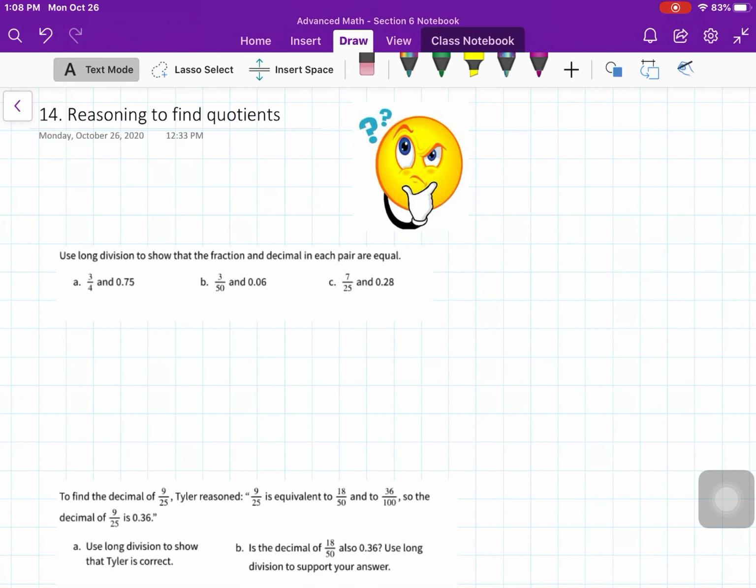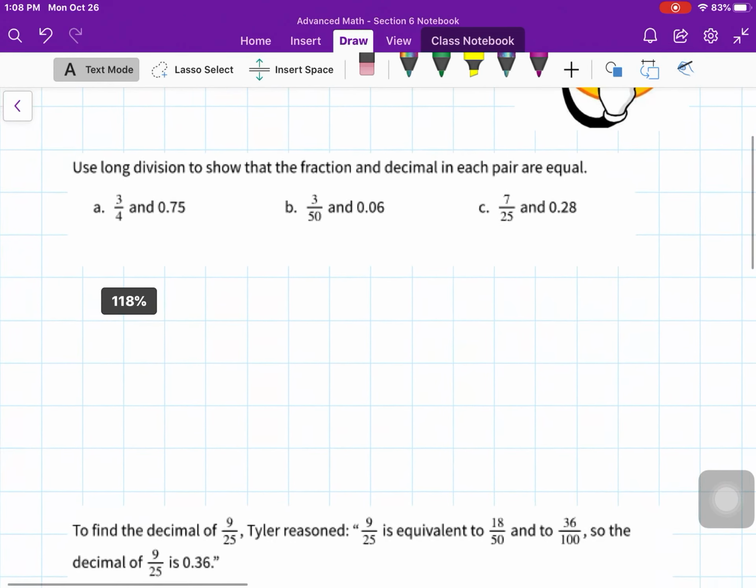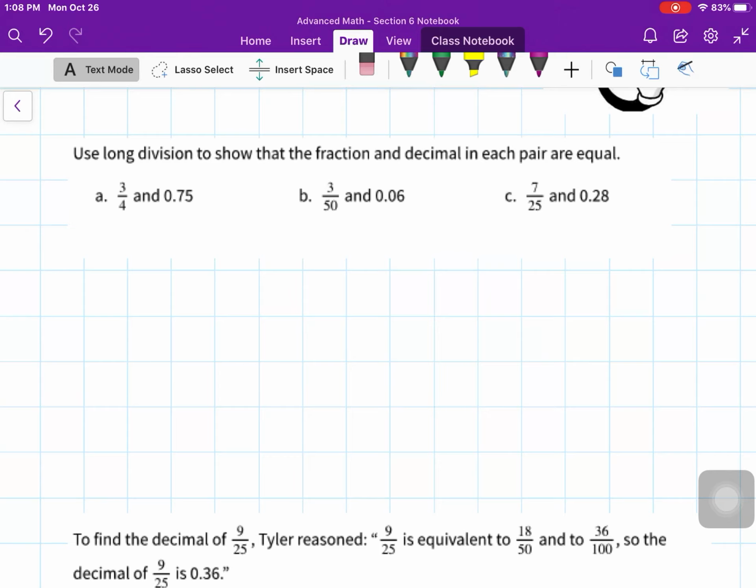All right, now that we're dividing with decimals, we can use that to reason through problems and answers. There's always a connection between decimals and fractions and percents. And so we explore that just a little bit with this section. It says use long division to show that a fraction and a decimal in a pair are equal. Okay, so what they're saying is 3/4 is equal to 0 and 75 hundredths.